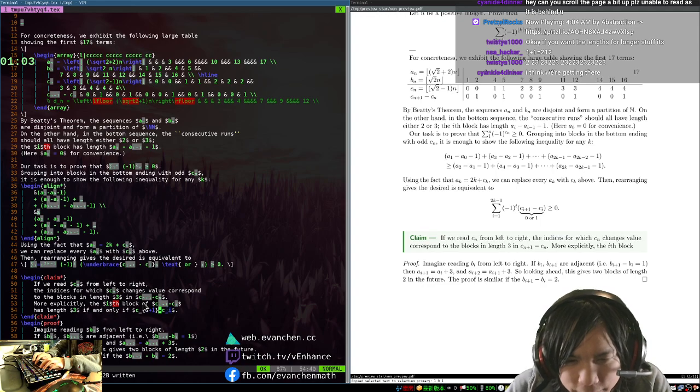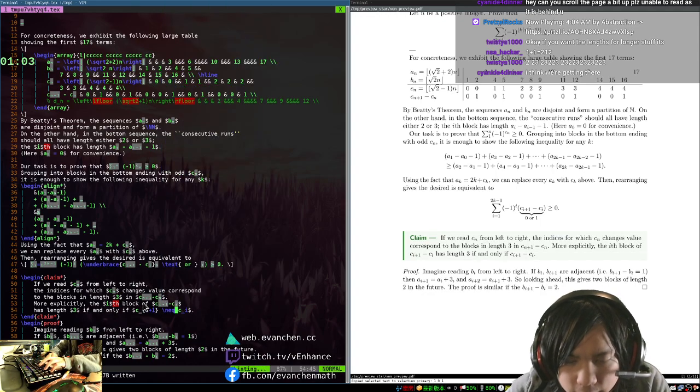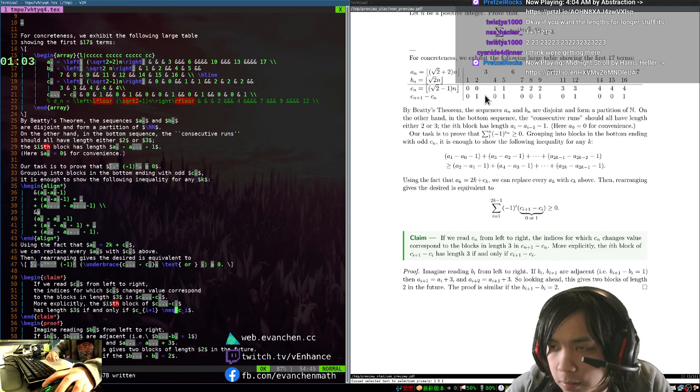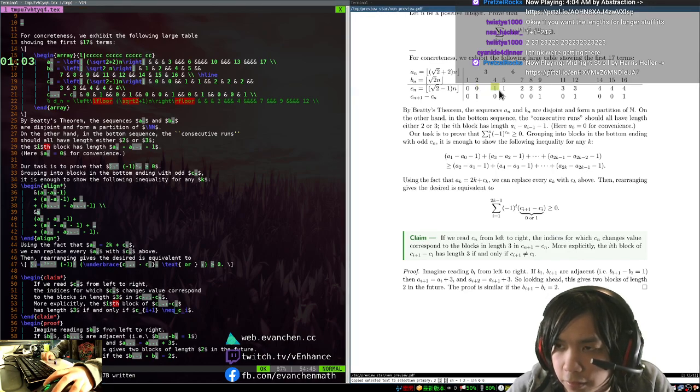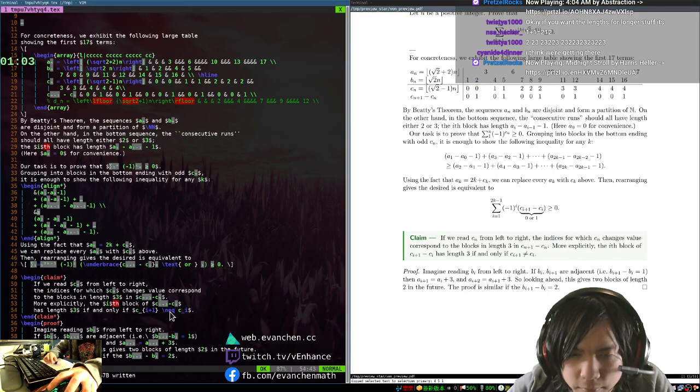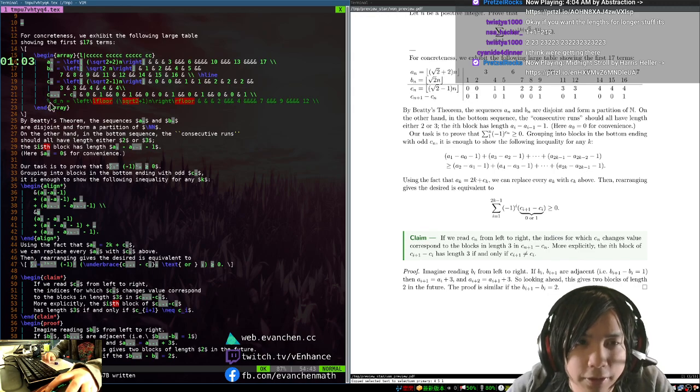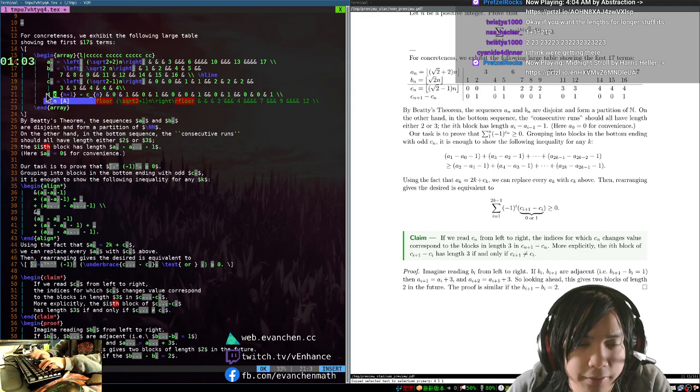If and only if Ci plus 1 does not equal Ci. Yeah, this is C2, this is C3. Well, I really should give this a different name. Let's call this DN. This is a different sequence.